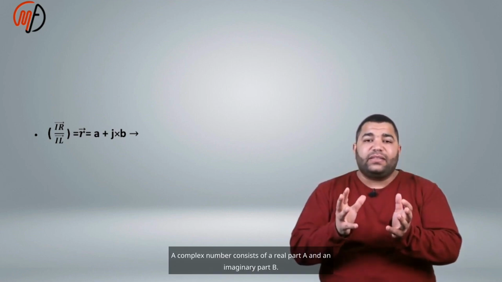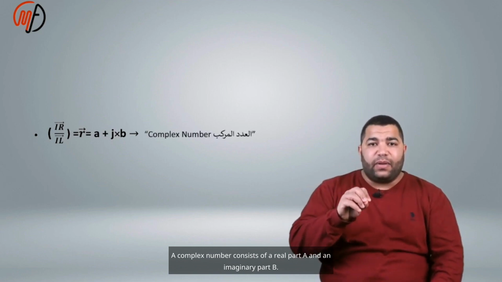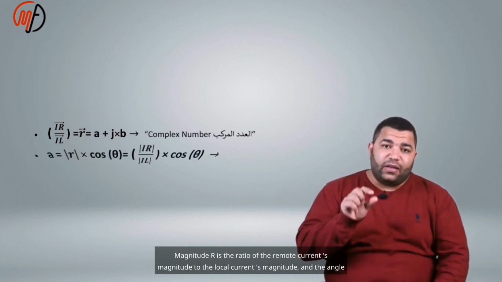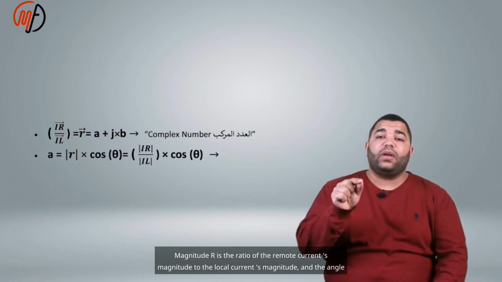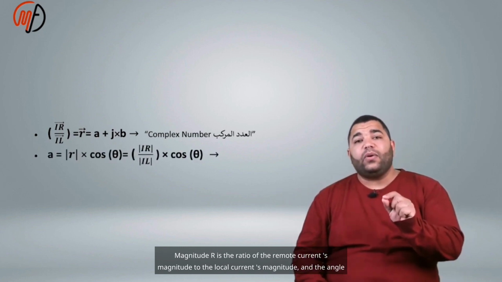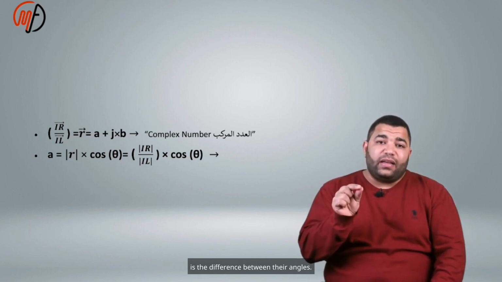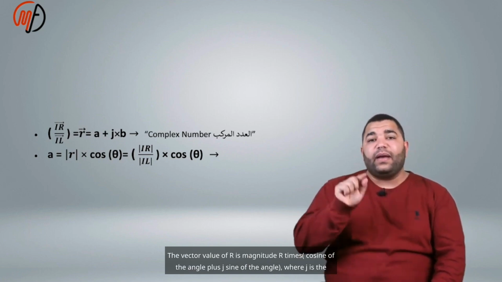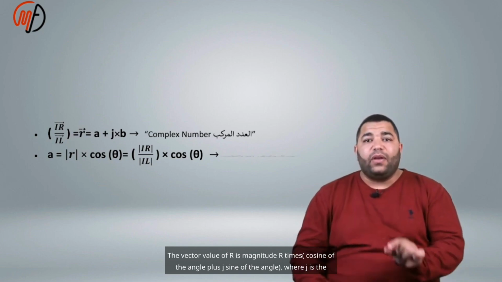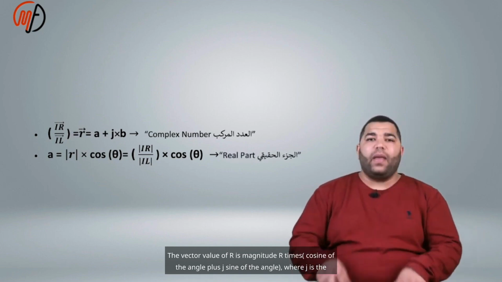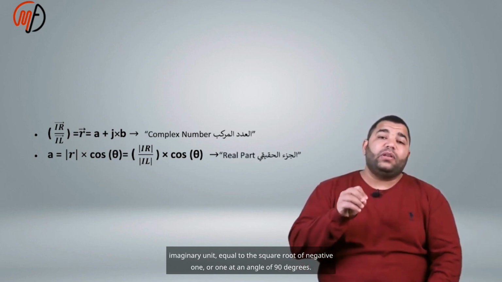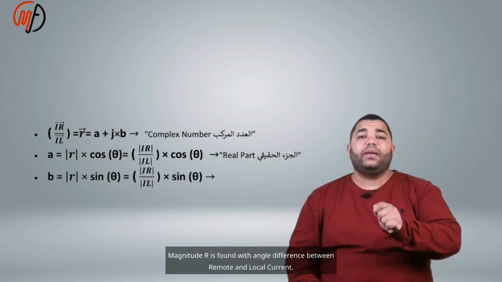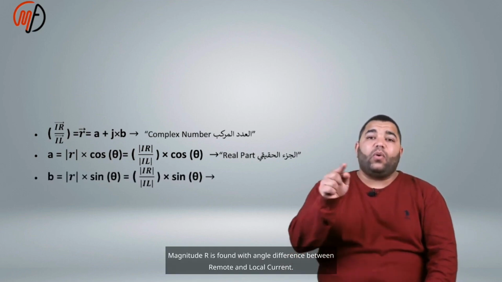A complex number consists of a real part A and an imaginary part B. The real part A is found by multiplying magnitude R by the cosine of the angle. Magnitude R is the ratio of the remote current's magnitude to the local current's magnitude, and the angle is the difference between their angles. The imaginary part B is magnitude R times the sine of the angle. The vector value of R is magnitude R times cosine of the angle plus j sine of the angle, where j is the imaginary unit, equal to the square root of -1, or 1 at an angle of 90 degrees. Magnitude R is found with the angle difference between remote and local current.